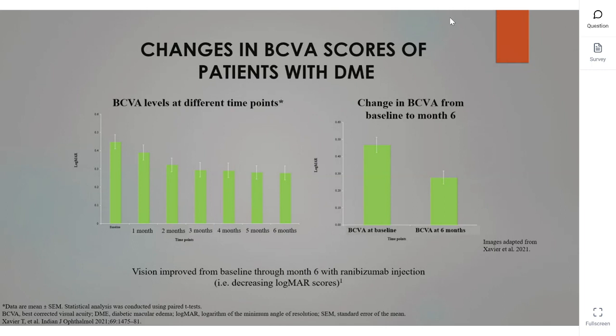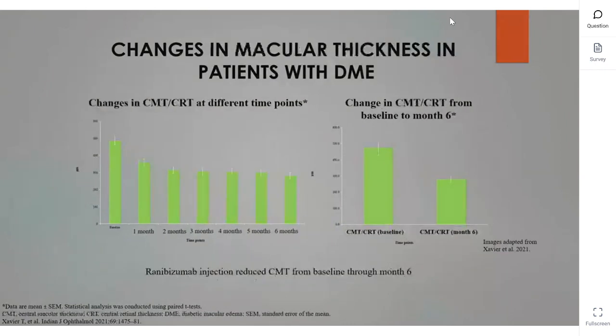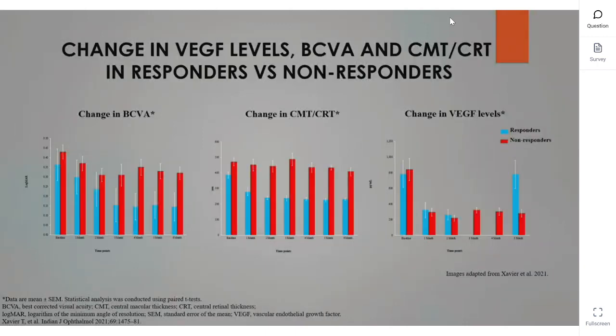Looking at visual acuities, this is a logMAR visual acuity, and from about 0.45, it reduced to about 0.3, which is about 3 lines of improvement. And that's the average visual acuity change from baseline to month 6, about 3 lines improvement. And this is macular thickness. Again, from about 500 microns, it fell down to somewhere around 300 microns steadily, and that's a change in the central macular thickness.